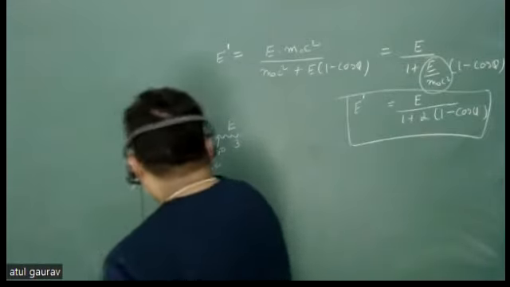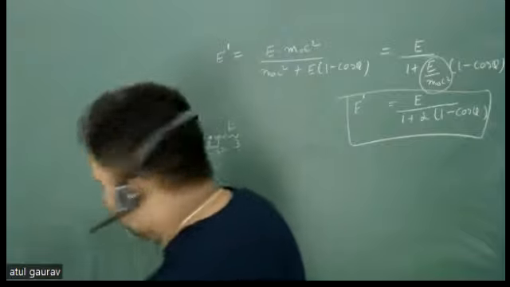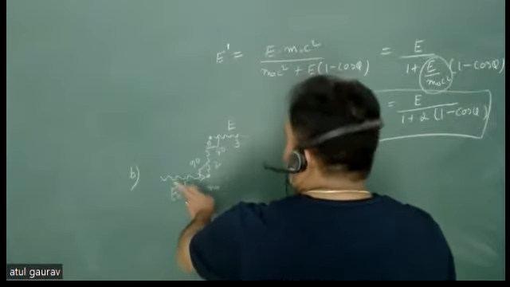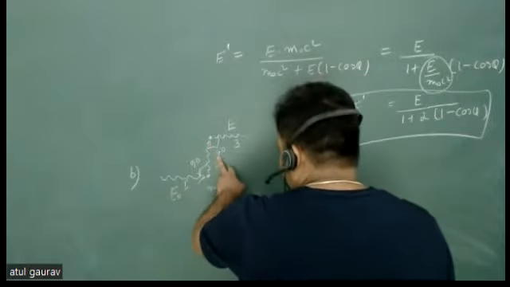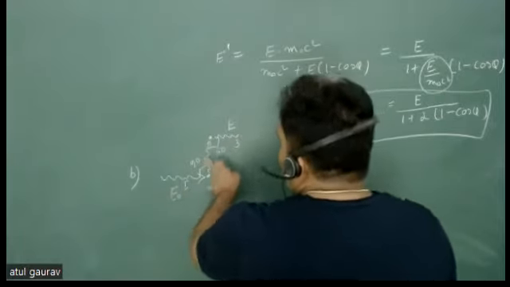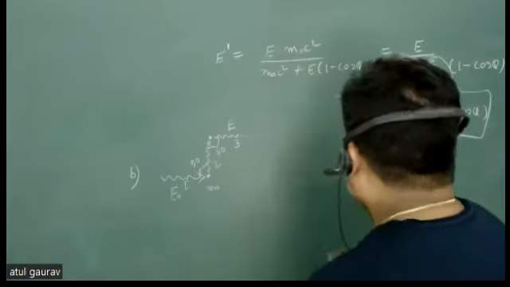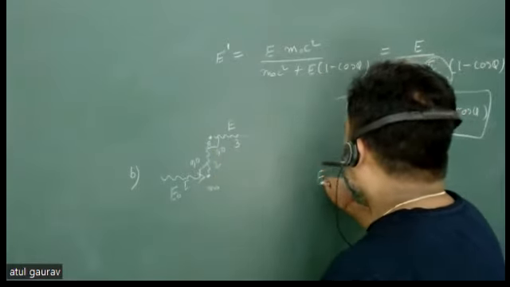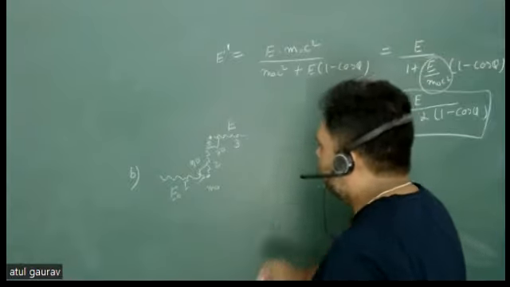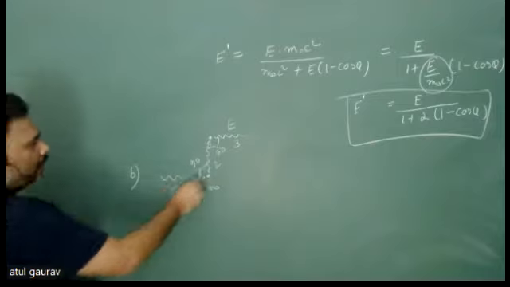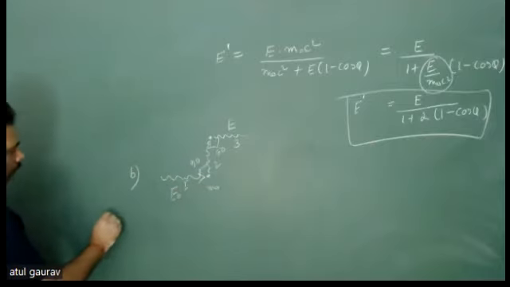Now let's see. So this is my first wave, or first X-ray. This is my second X-ray and this is my third X-ray. I have to calculate the energy of the first and second X-ray. So what will be the second X-ray's energy? Let's say I use this space first. Let's say its energy is E1. So what will be E1?